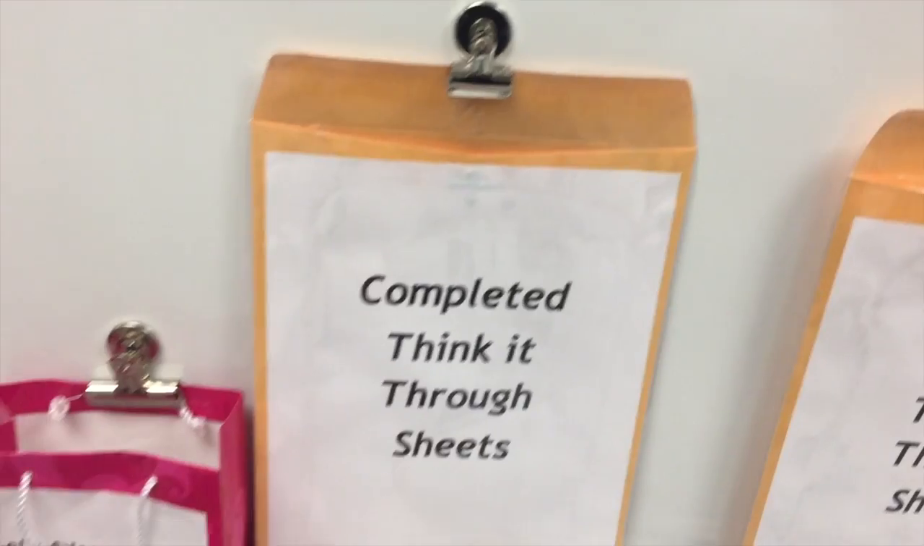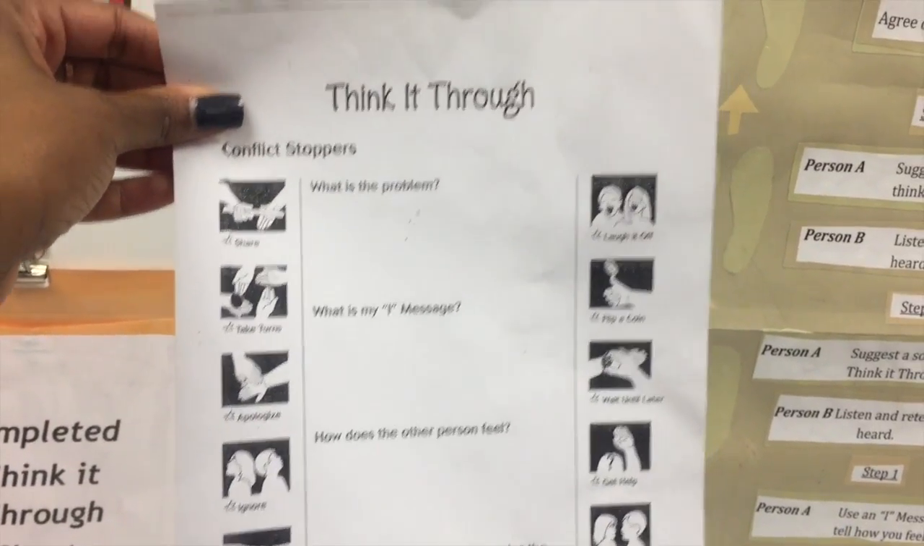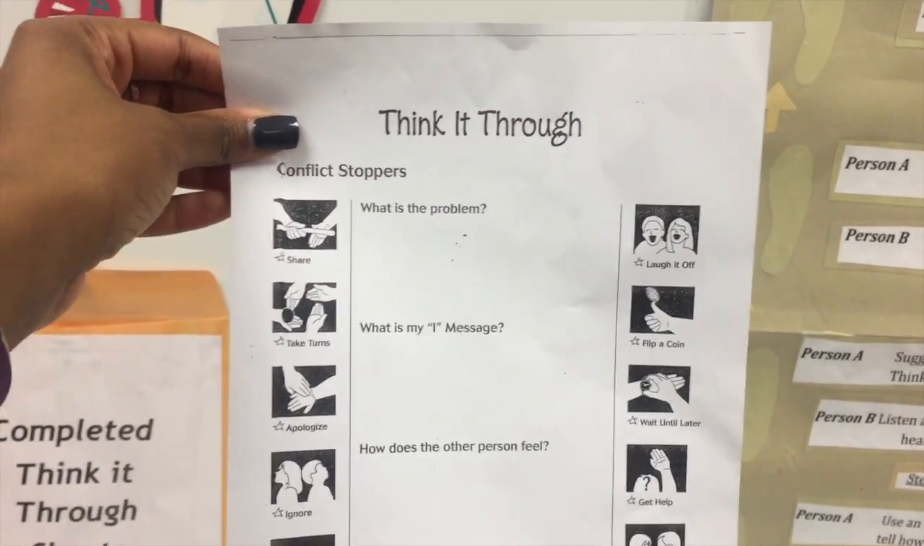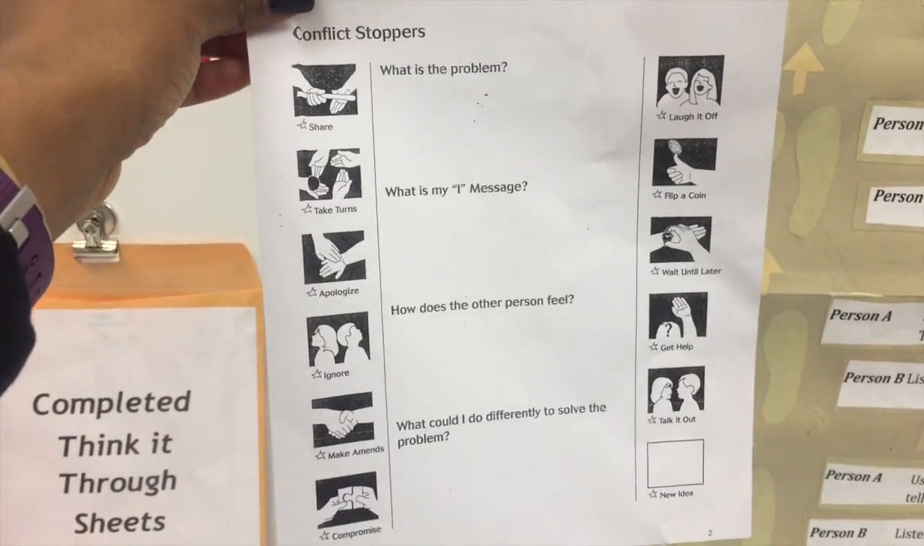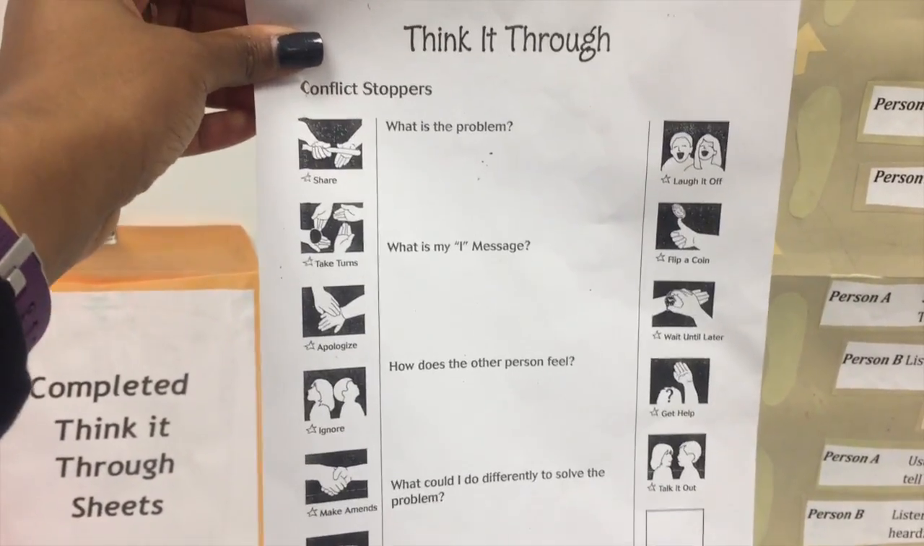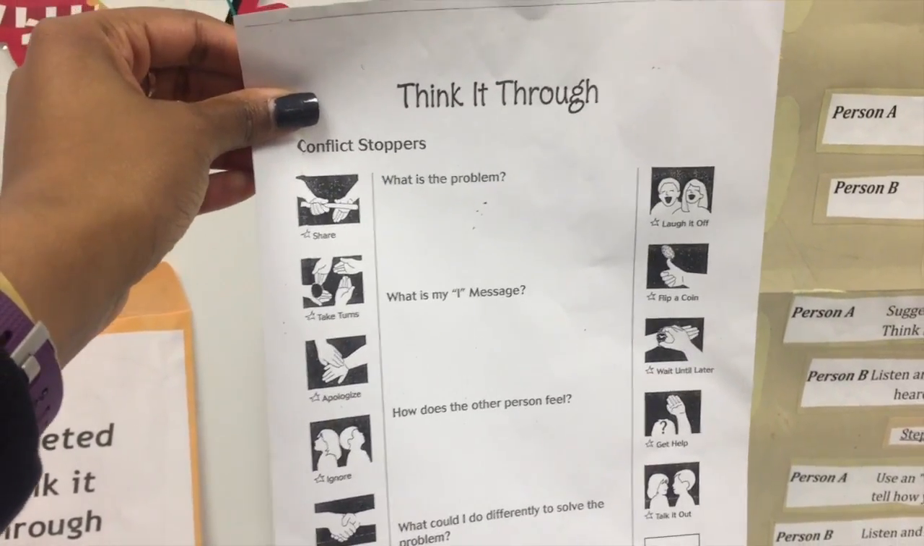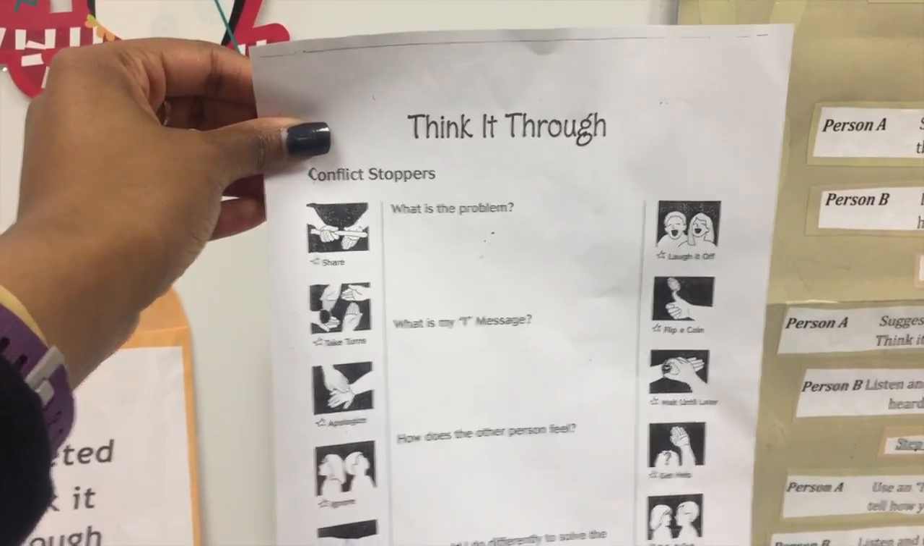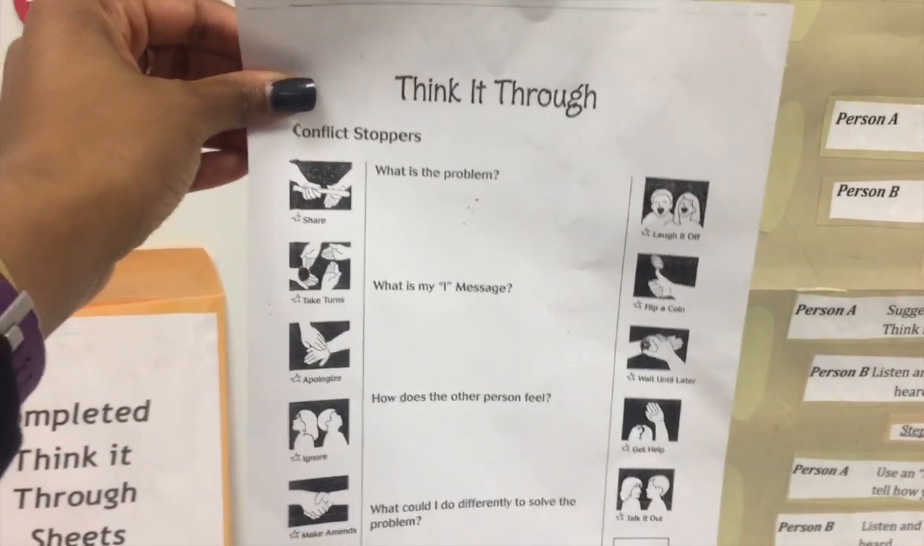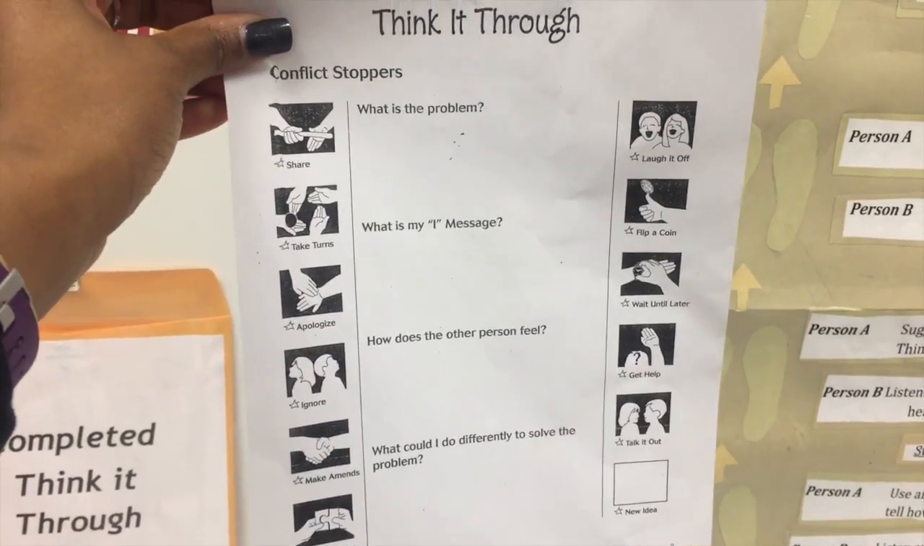I have them fill this out and put it in the completed Think It Through sheet section, because when they are finished, I'll come over at the end of the day, or when no one's looking, and see if they solved the problem and exactly what that problem is, because it might be something greater than what they think it is, and I might need to have other people involved, like a guidance counselor. So that is my Think It Through sheet that they get to use while they are walking the Peace Path.